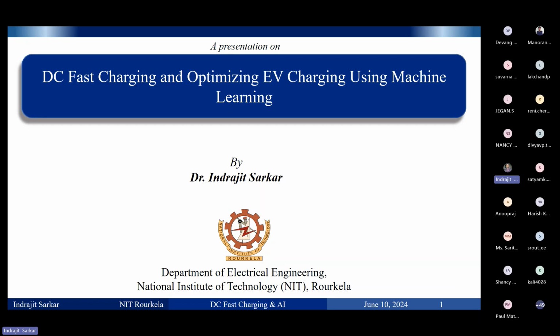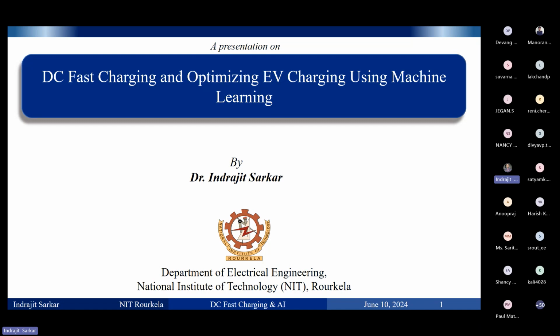That we'll see: how it is going to affect our grid as we are increasing load day by day, and also how we can use machine learning to optimize or to help the grid to meet the demand in such scenarios.